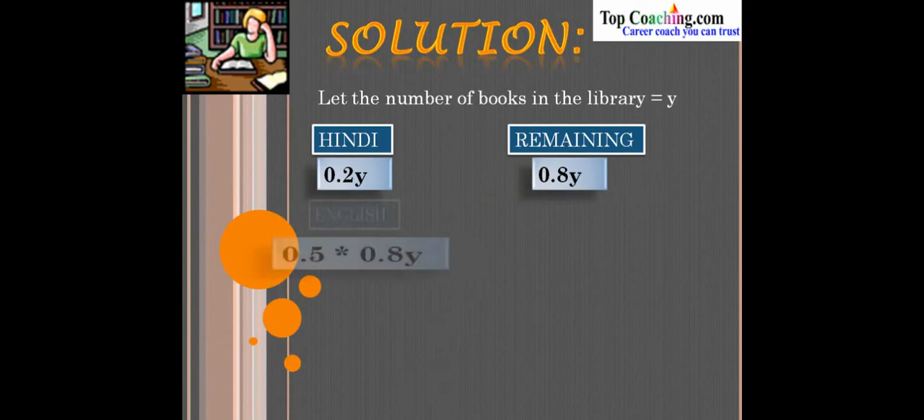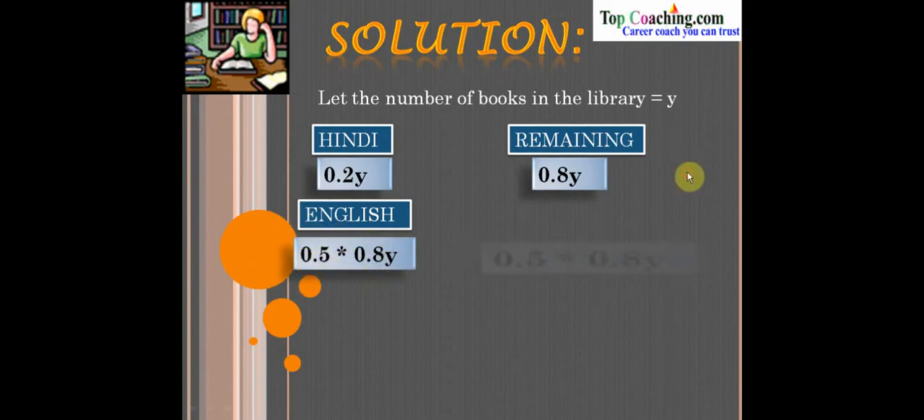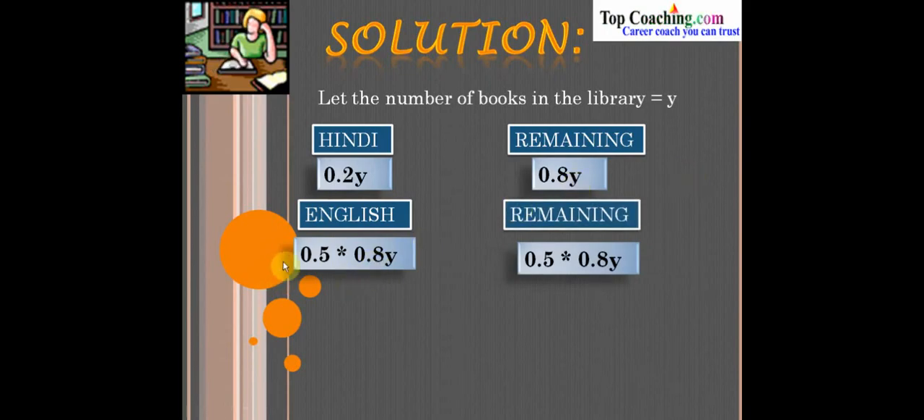Now it is given that English books are 50% of the remaining books. So that would be equal to 0.5 into 0.85, as 50% is equal to 0.5. So we multiply this by 0.5. So remaining books would be 0.85 minus 0.5 into 0.85, which is actually equal to 0.5 into 0.85. So these are the books left.